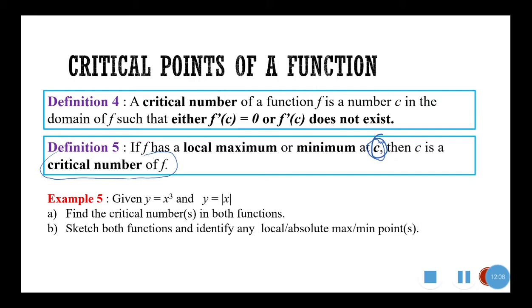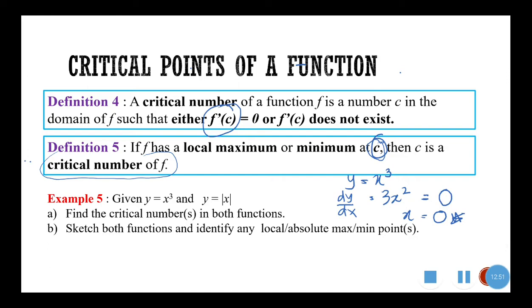Example 5: given y equals x cubed first. Let's try for y equals x cubed. So then we want to find f prime, or y prime, or dy over dx, which equals 3x squared. With this, we let it equal 0. Definitely, what do we get for x? Since 3 times x squared equals 0, x equals 0. So with this, x equals 0 is our critical number of x.